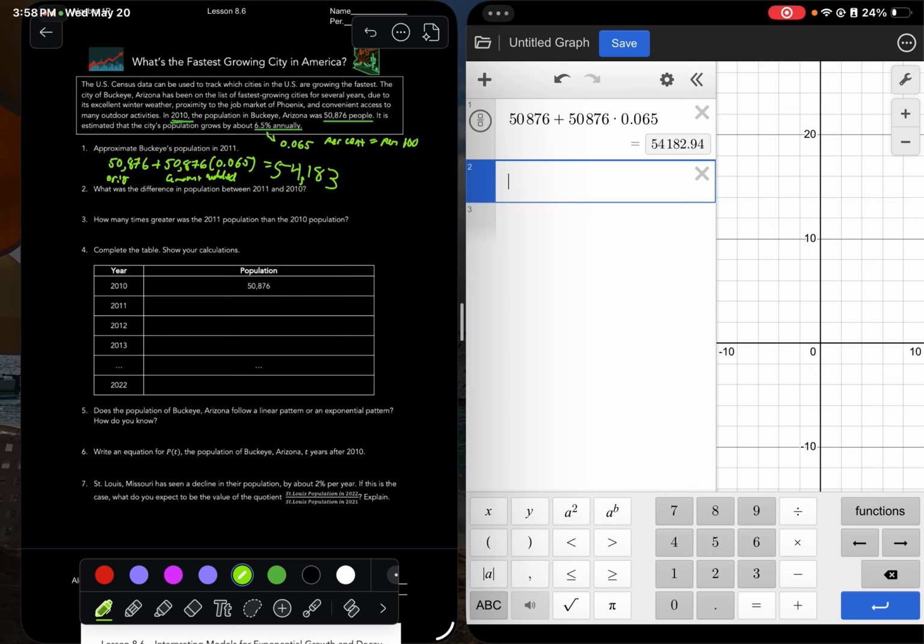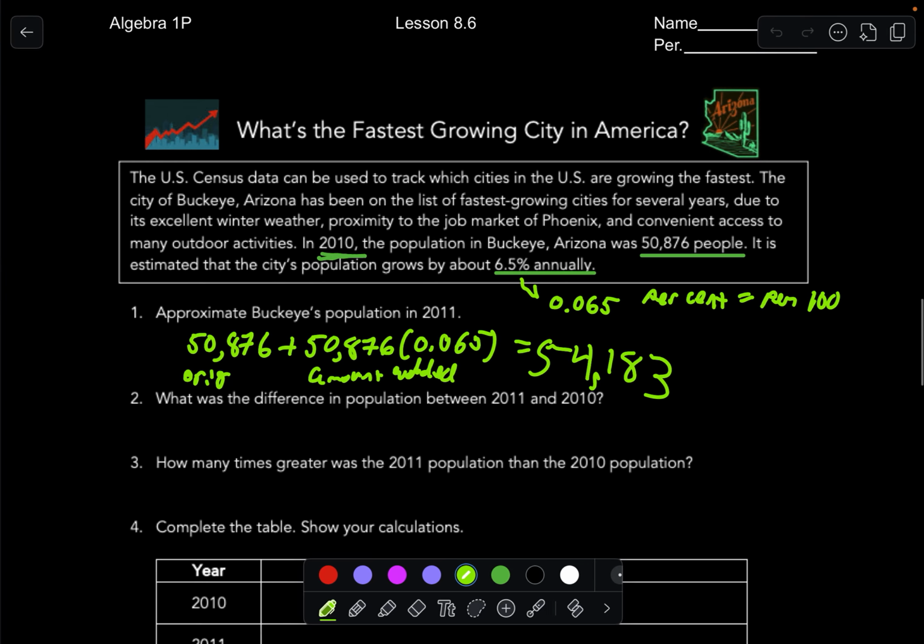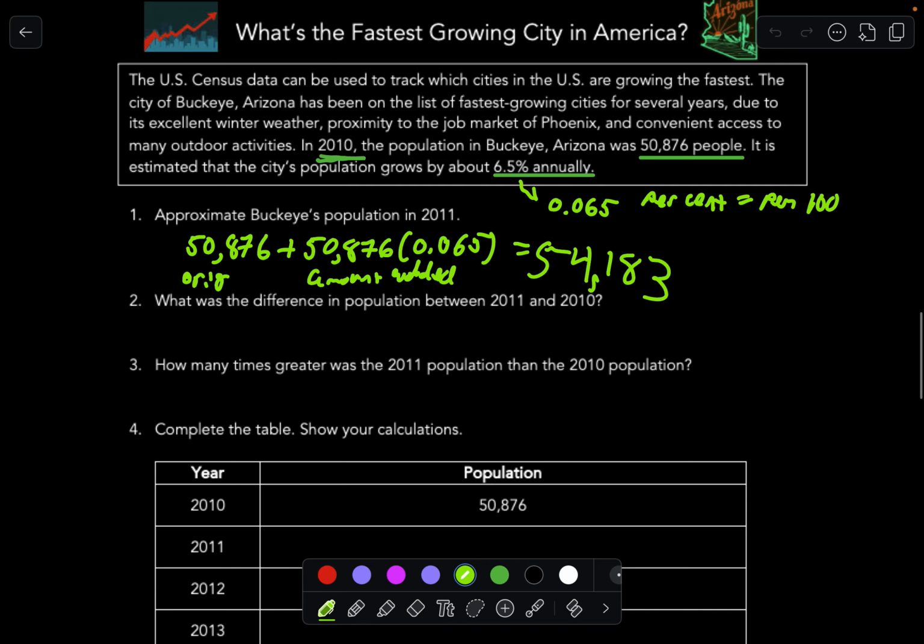Okay? So now, what is the difference in population between 2011 and 2010? Well, we would just take 54,183 minus the original amount of 50,876, and that would give us 3,307 people.